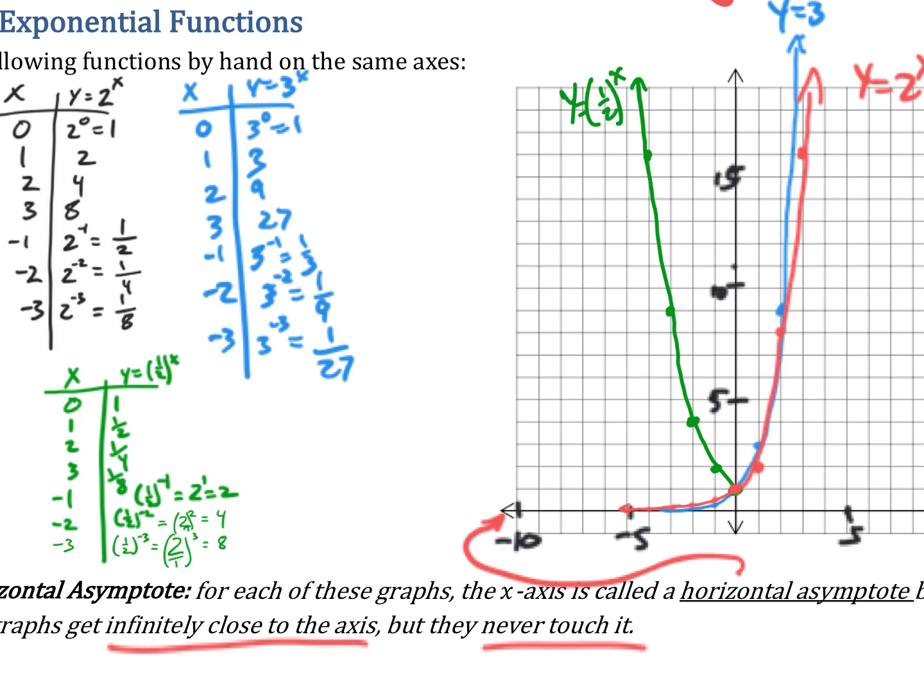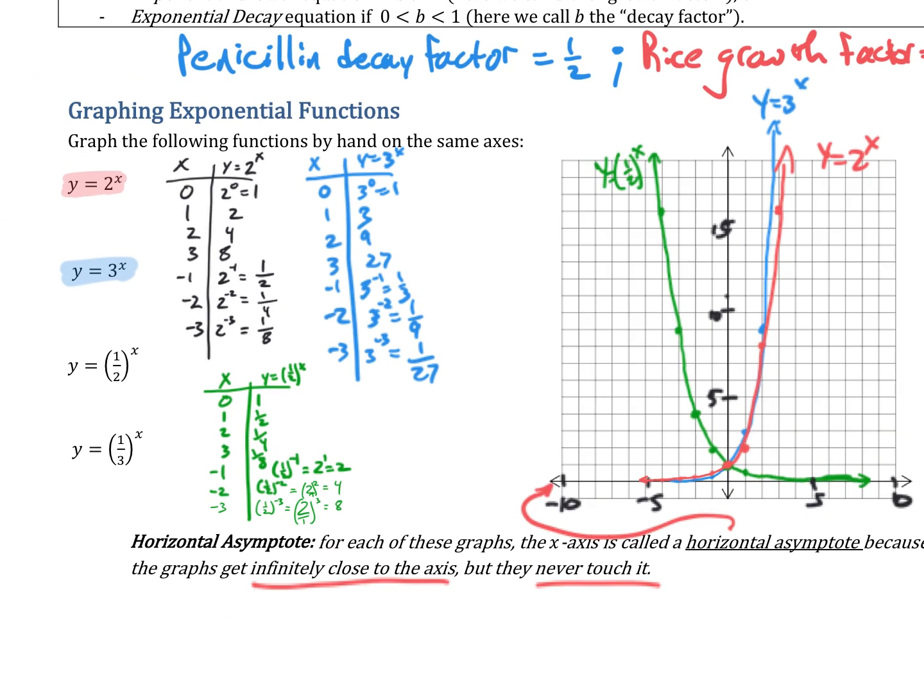So it's flipped over here, and we have 1 is at 1/2, 2 is at 1/4, and 3 is at 1/8, because 1/2 to the 3rd power is 1/8. And again, it's never going to touch the x-axis. It's going to get really close. So I think you can tell what's going to happen there.